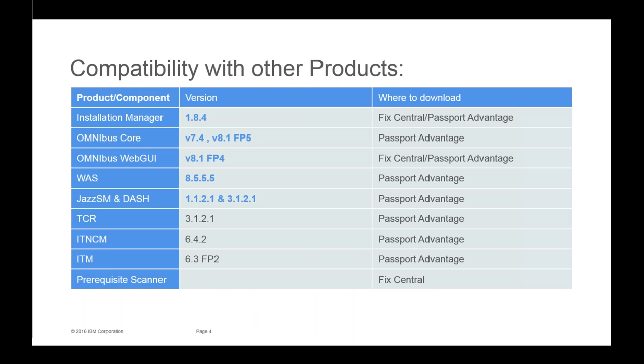For the 4.2 installation, here are the products that we use that are compatible with it. Omnibus 7.4 or 8.1, excuse me, FixPack 5, please. WebGUI, FixPack 4, WebSphere, Jazz and Dash, and then what we're going to be going through the install for here is going to be TCR 3.1.2.1. Also, it's compatible with ITNCM 6.4.2 and ITM 6.3 FixPack 2. Don't forget, you'll also need that prerequisite scanner to make sure that your system is up to speed with the installation scenario.